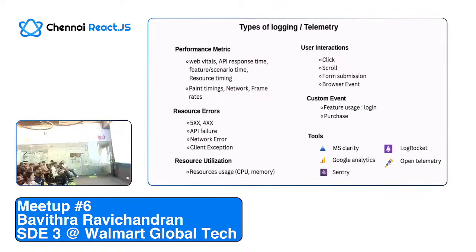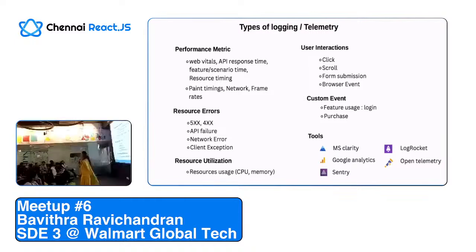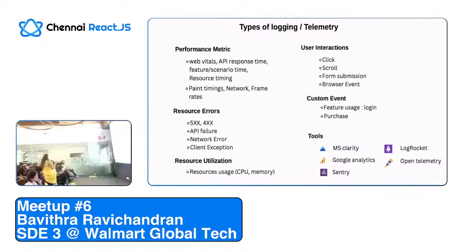And this is a type of logging. The first one is performance metrics. Performance metrics are very important. As a web application and as a front-end engineer, we should have good performance. For that, the first one is web vitals: loading, meaning how much time it takes at the first time.